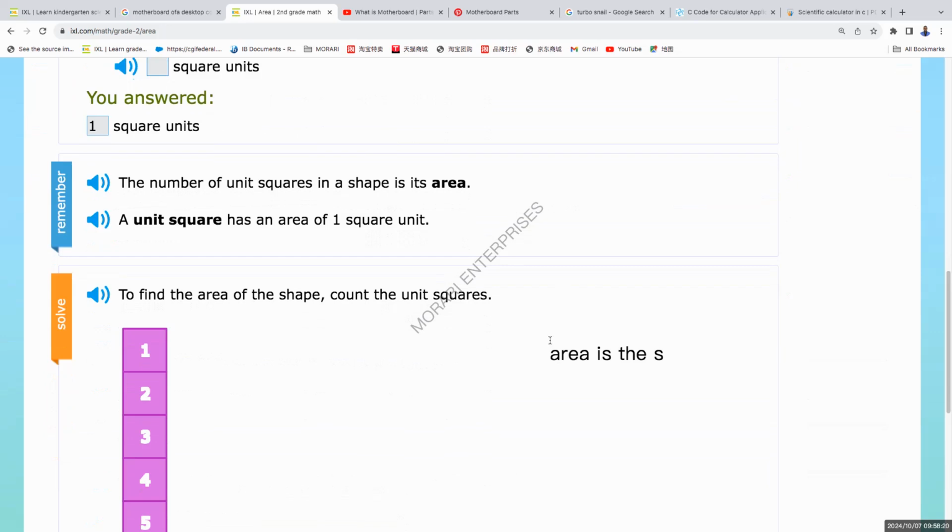Area is the total amount of space inside a closed two-dimensional shape, a flat closed shape. I'll say a flat surface, a flat closed shape. So that is area. How much space is inside?